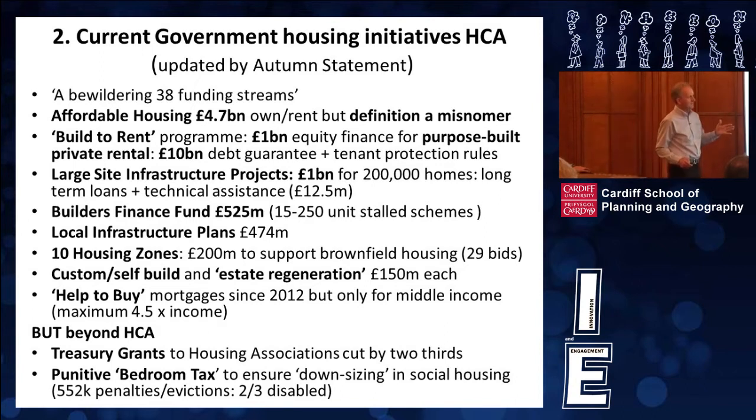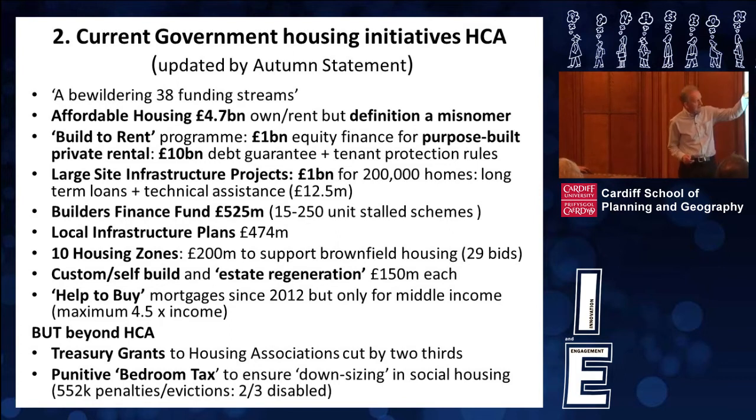The second biggest change is huge investment going into build to rent. What the government's trying to do is to bring major pension funds and major insurance companies in to provide purpose-built rental accommodation with high levels of debt guarantees and perhaps better tenant protection rules. We certainly hope so. And then 1 billion for large site infrastructure projects, where infrastructure connectivity is a particular problem. Small builders fund for small schemes, local infrastructure plans for making the project a little bit more profitable, taking it into the black, so to speak, and then small housing zones and things like that.